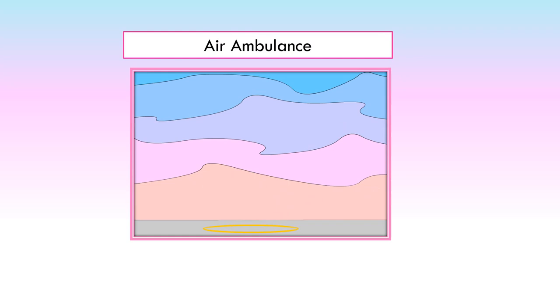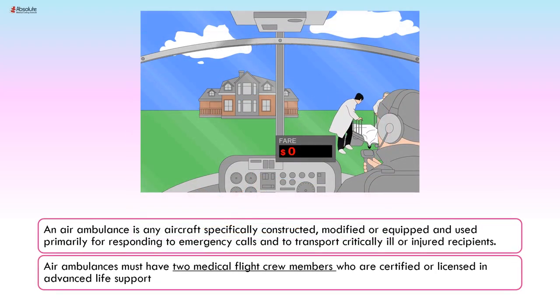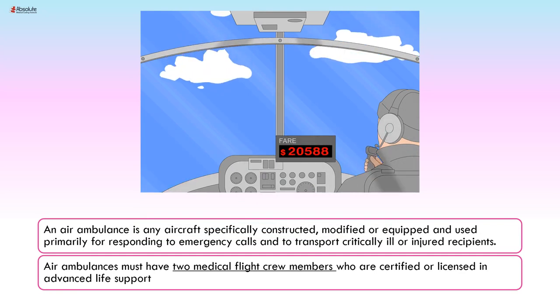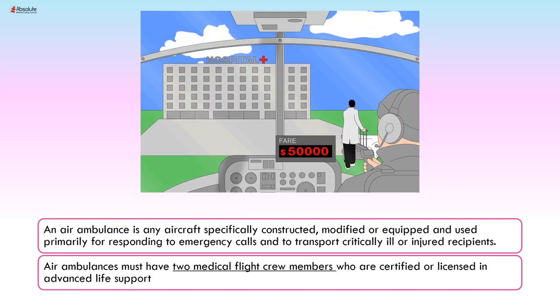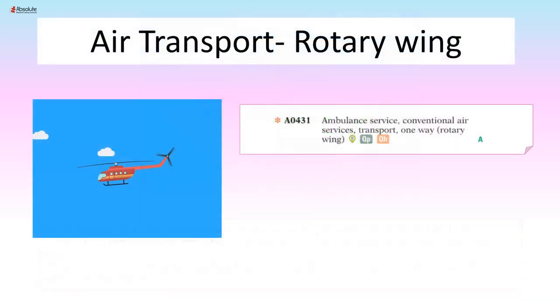Air ambulance is a specifically outfitted helicopter or a fixed-wing aircraft that transports injured or sick people in a medical emergency or over distances or terrain impractical for a conventional ground ambulance. Now, air ambulances must have two medical flight crew members who are certified or licensed in advanced life support. There's only two main codes for air transport. Mainly, the description really pertains to the type of air transport.